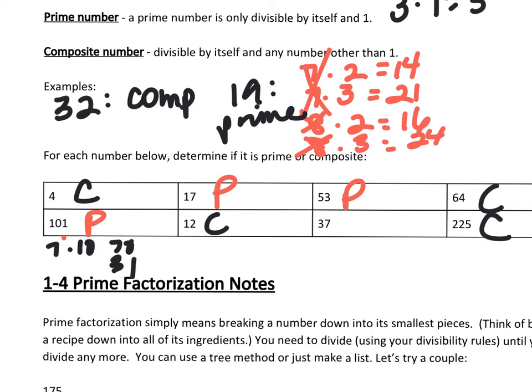37, let's go through our rules. So 0, 2, 4, 6, and 8 are all out because it ends in a 7, which is an odd number. So any multiple of 2 is out. 3, let's see if 3 works. 3 plus 7 is 10, which is not evenly divisible by 3, so that's out. So 3, 6, and 9 are out. 7, we could try. 7 times 5 is 35. Oh, close, but it doesn't have 7 more. 7 times 6 is 42, so 7 doesn't work. 37 is also a prime number.